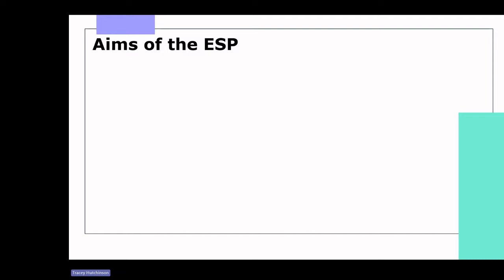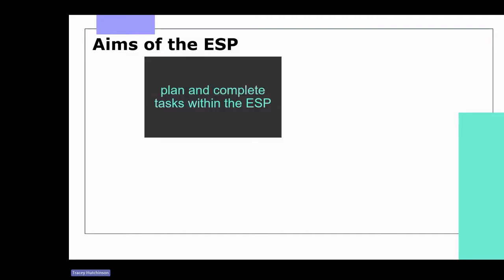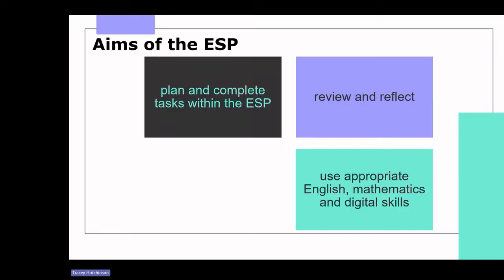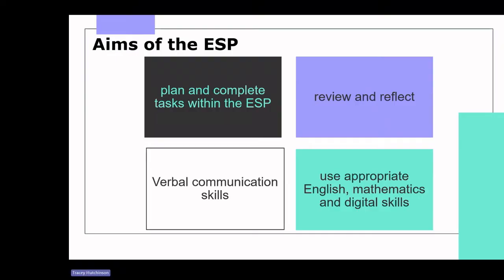The Employer Set project is designed to help students plan and complete tasks within the Employer Set project, review and reflect on how they've approached the tasks in relation to meeting the brief, use appropriate English, maths and digital skills, apply mathematical competencies in relation to observations and assessments, utilise written communication to submit an extended piece of writing using correct terminology, spelling, punctuation and grammar. Demonstrate how to use appropriate verbal communication skills and present information to an appropriate audience.